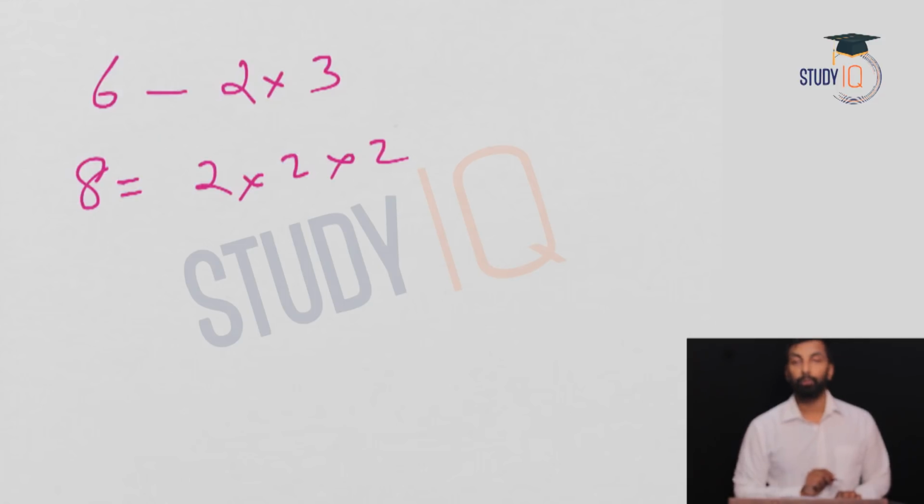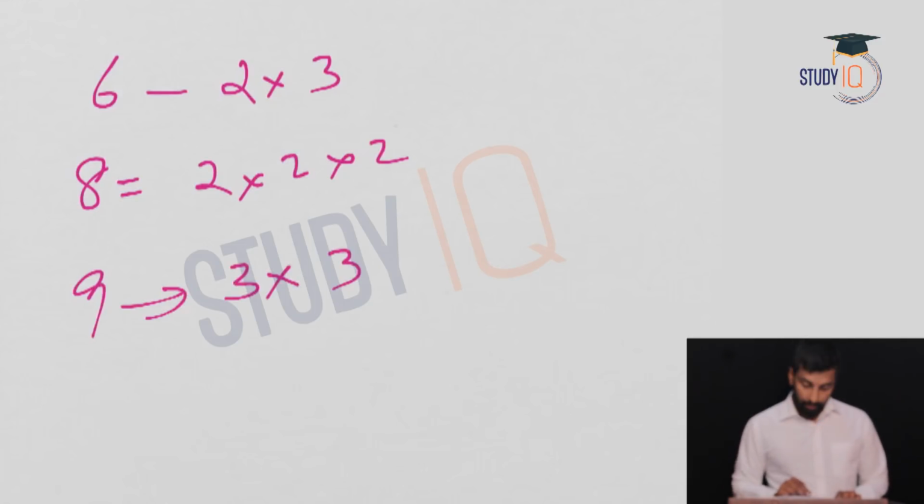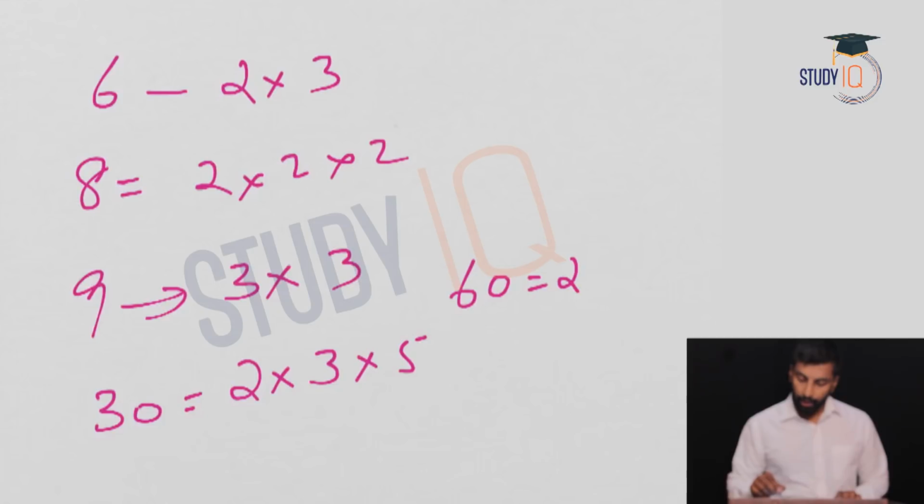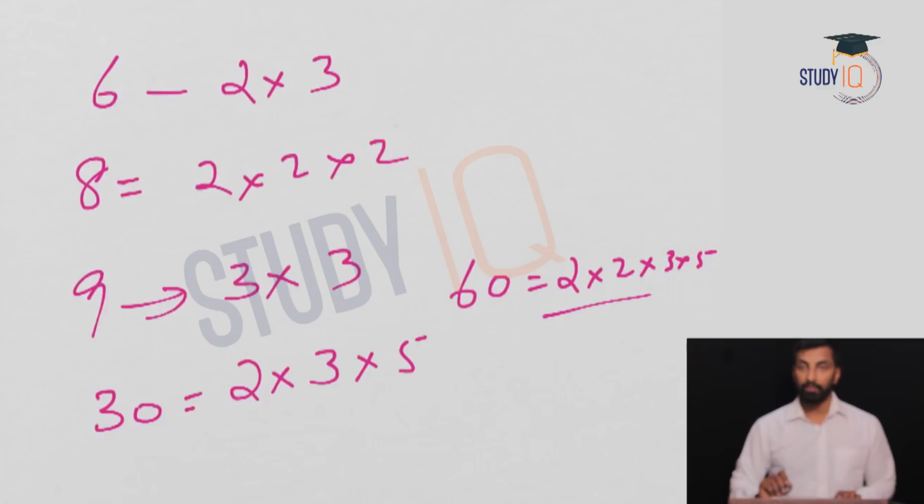Okay, so what do you mean by prime factorization? It's actually, you will have a composite number. You need to write that composite number in terms of prime numbers. So how will you write? Let's take 6. How will you write it as prime numbers? You write it as 2 into 3. So 8, how will you write? 2 into 2 into 2. 9, how will you write? 3 into 3. 30, how will you write? 2 into 3 into 5. 60, how will you write? 2 into 2 into 3 into 5. So this is how you will do the prime factorization. Basically, the given composite number you will be writing in terms of prime numbers, and that's what you mean by prime factorization. Now let's see some examples.